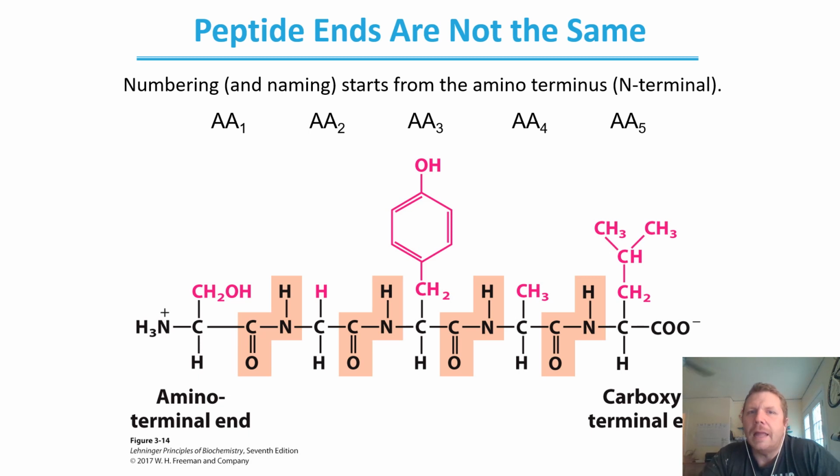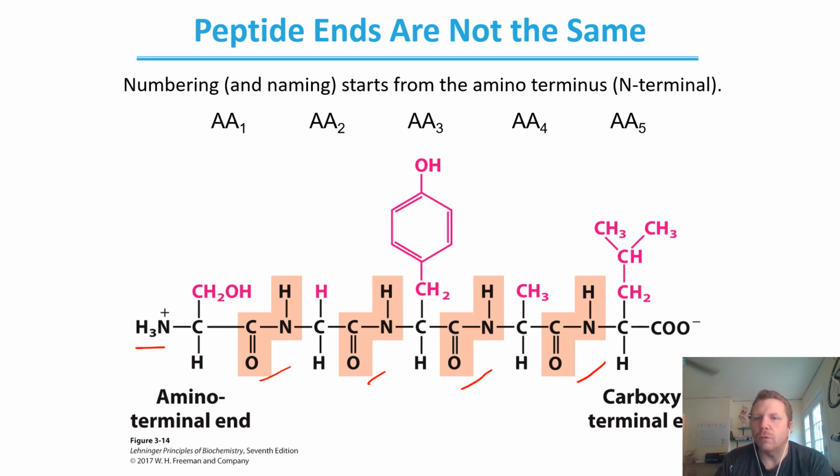Now, peptide ends are not the same. The numbering and naming starts from the amino terminus. I've been using this term N-termini over and over again because it's almost like second nature. You just use it so often. Here is the N-termini of our peptide. Then we have 1, 2, 3, 4 peptide bonds that connect all of these 5 different amino acids.